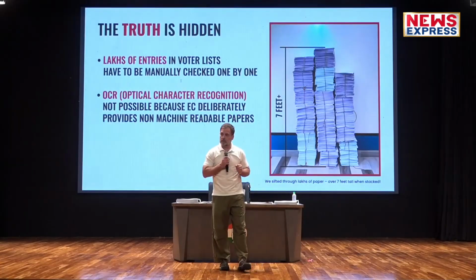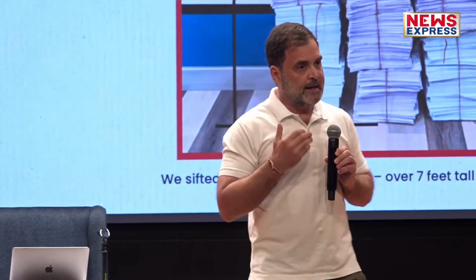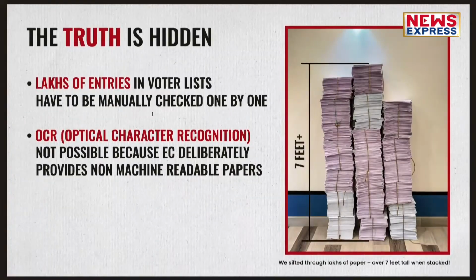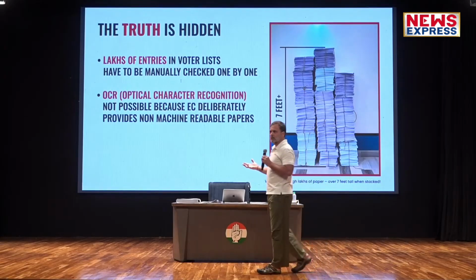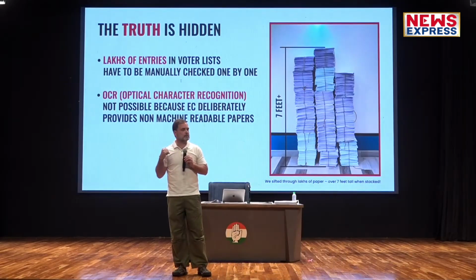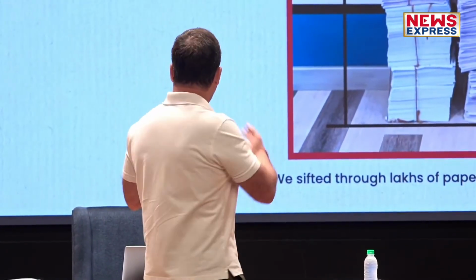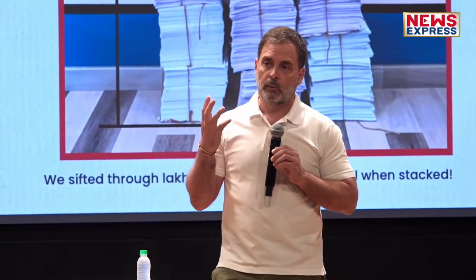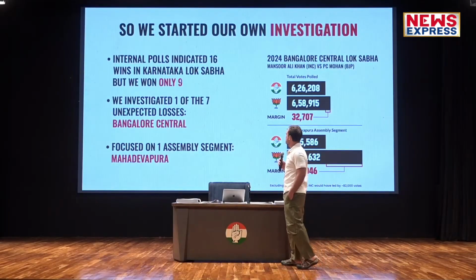There's another very interesting thing that we discovered, which came as a shock to us, which is that these papers that are given, they themselves do not allow for optical character recognition. So if you scan them, you can't actually get the data out of them. And we were surprised. Why is the Election Commission protecting these pieces of paper? ठीक है, आप सॉफ्ट कॉपी नहीं देना चाहते, but इनको क्यों प्रोटेक्ट कर रहे हो? Right? And EC deliberately provides non-machine readable papers. This was another thing that when we discovered it, we were like, this is strange.